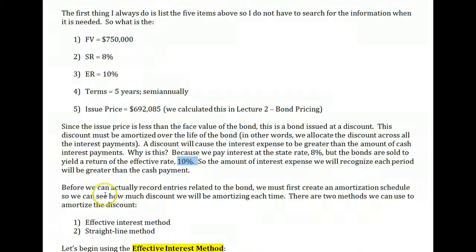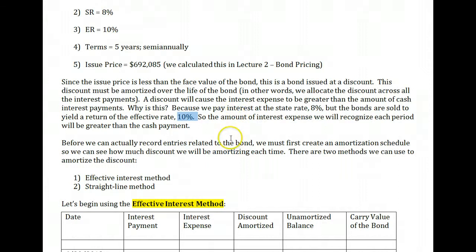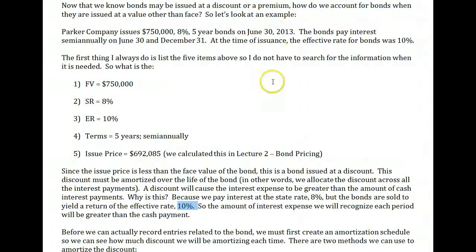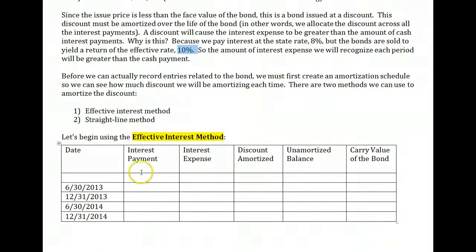Now, before we actually record the entries related to the bond, first we must create an amortization schedule so we can see how much discount we will be amortizing each time. There are 2 methods we can use to amortize the discount. We can either use the effective interest method or the straight line method. The effective interest method is the most common because it most likely represents the true accrual of interest over time, but the straight line can be used as well. So let's begin by using the effective interest method. We issued this bond on June 30th, so that's going to be our starting point. The first thing we do on June 30th is figure out what our balance is. So the first thing we need to do is find out the unamortized balance.